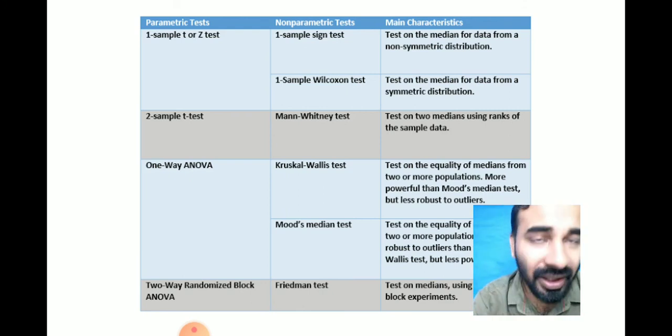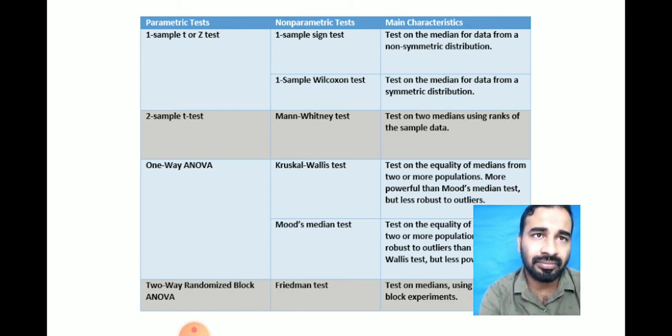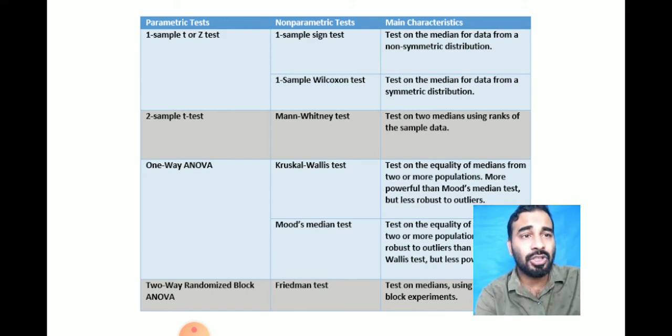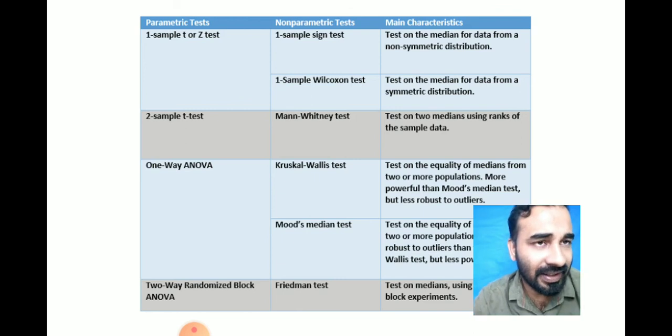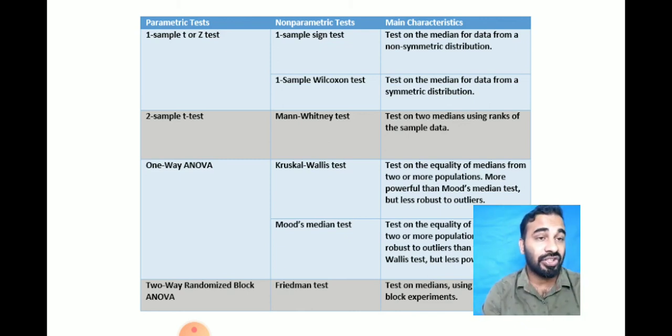In parametric we have the t-test and z-test. Its non-parametric counterparts are the sign test and Wilcoxon test. The main feature is that the sign test is a test on the median for data from non-symmetric distributions, and the Wilcoxon test is a test of a median for data from symmetric distributions. The only difference is that the Wilcoxon test is applicable only to compare the median of symmetric distributions. If the distribution is symmetric, then we use the Wilcoxon test, but if it is not symmetric, then we can use the sign test. Both are counterparts of the t-test or z-test.